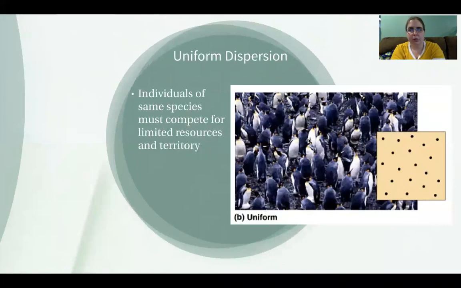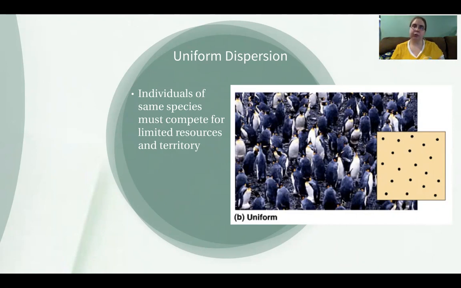Uniform is when you have individuals of the same species that are competing for resources, but the resources and actually the territory are very, very limited. An example of this would be penguins, and here we have a picture of the emperor penguins. So they do live on land or on solid ground, mostly. They live on ice or solid ground, and they usually live in a smaller area.